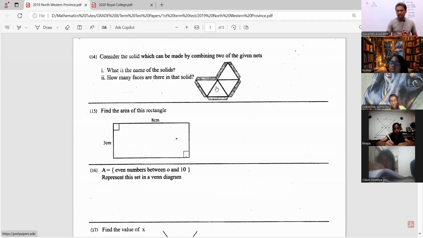Incorrect. In this question it asks, consider the solid which can be made by combining two of the given nets.